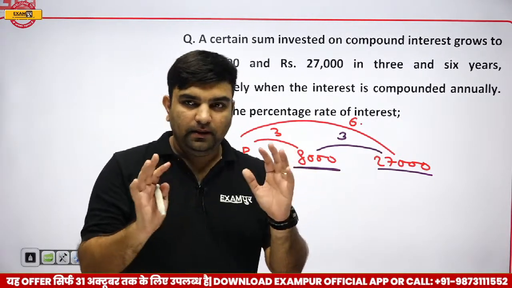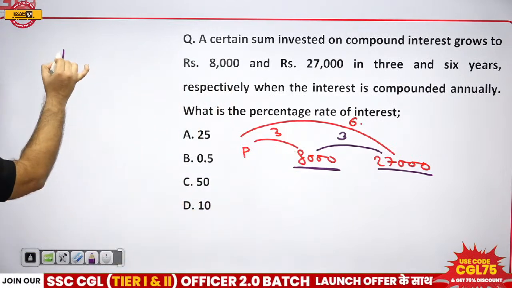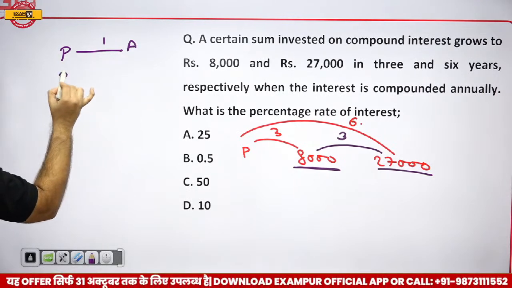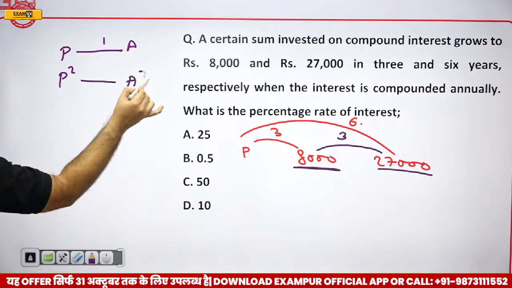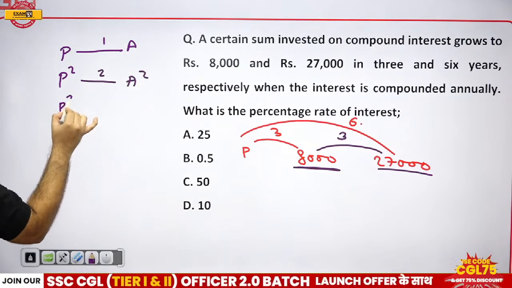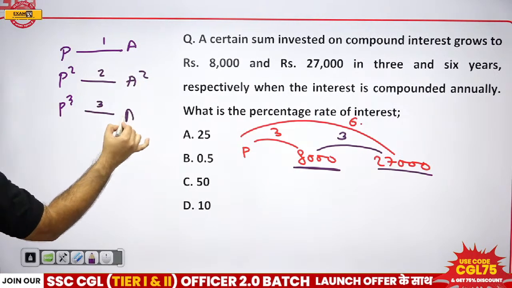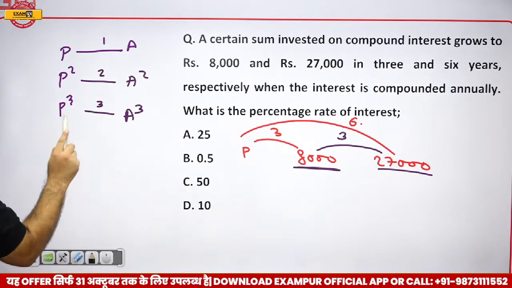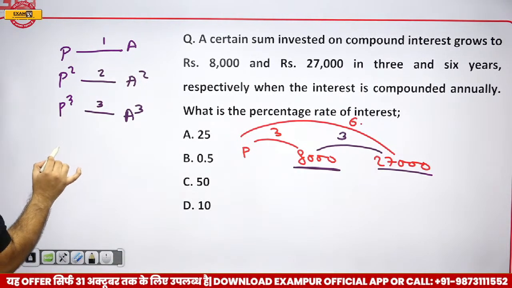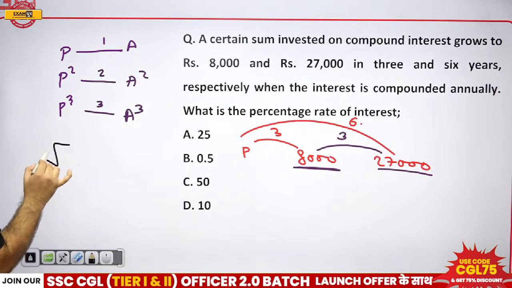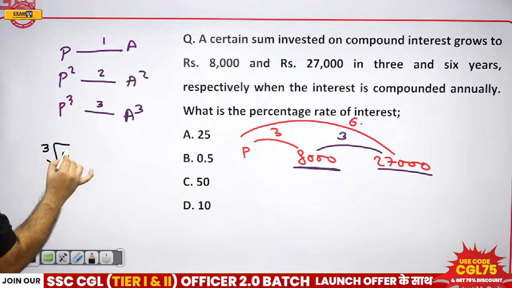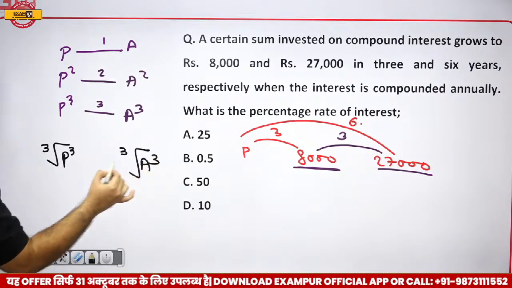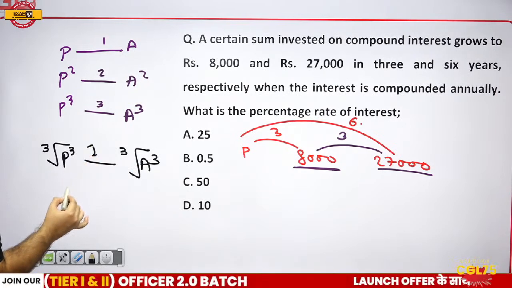Dear, if in 1 year P becomes A, then in 2 years P squared will become A squared. Then in 3 years P cubed will become A cubed. So if in 3 years P cubed becomes A cubed, then we can find out by taking the cube root what change is happening in 1 year.